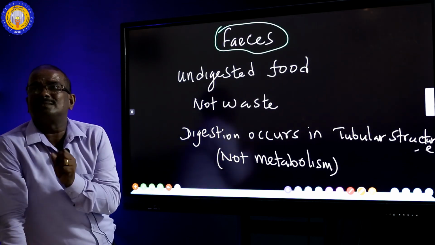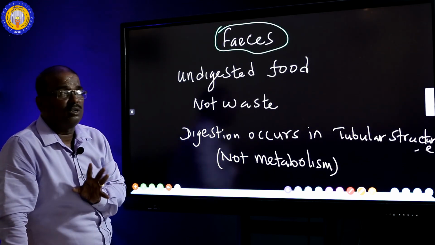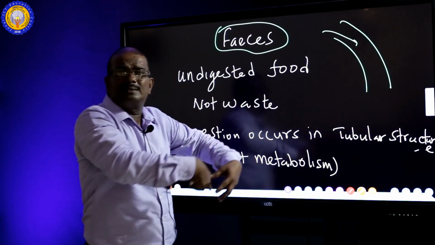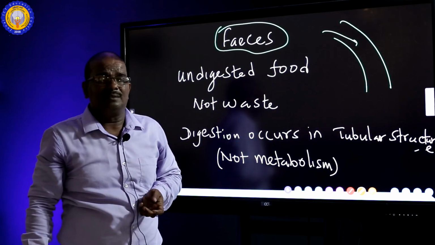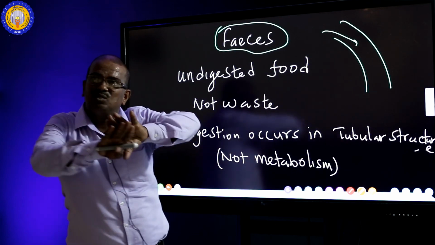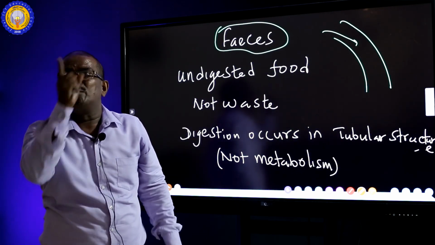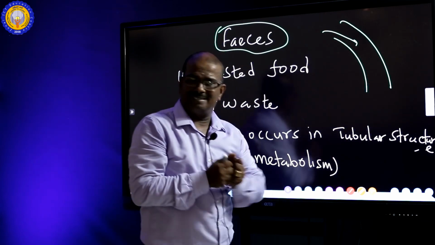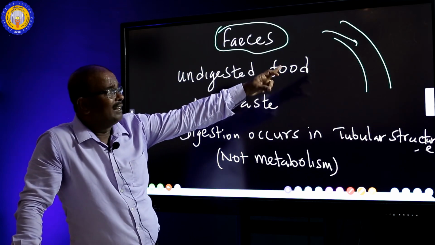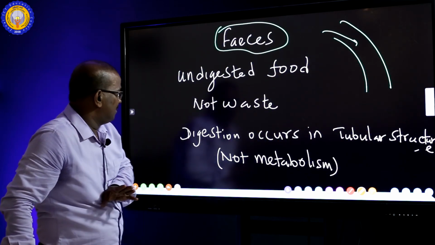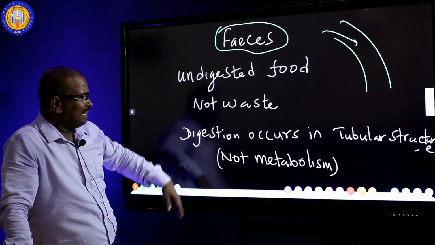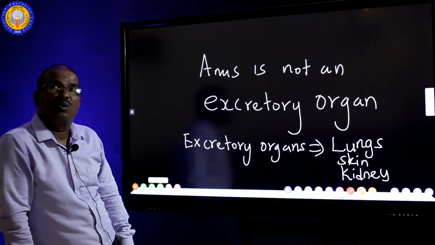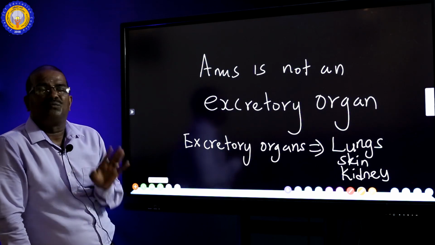Digestion occurs in the tubular structure, the alimentary canal. Digestion does not occur in the cell, it occurs only in the tubular structure. In this tubular structure, food digestion occurs. This is not metabolism. That's why undigested food is not waste. Waste forms during metabolism. Metabolism occurs in the cells. Digestion occurs in the digestive passage, the digestive tract, that is the alimentary canal. So this is not metabolism, so undigested food is not waste. So anus is not an excretory organ because it sends out only the undigested food, feces.